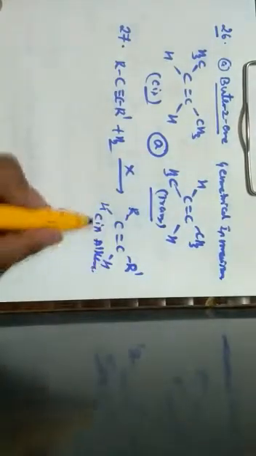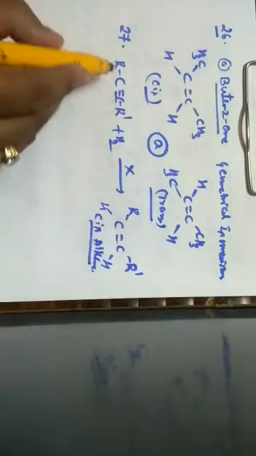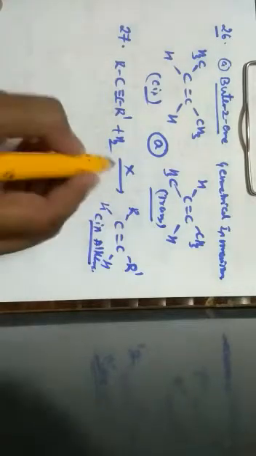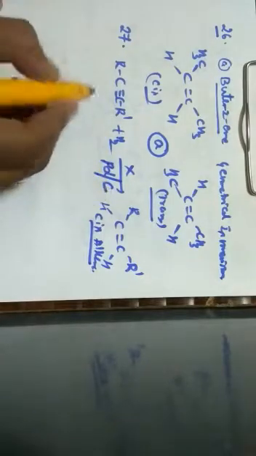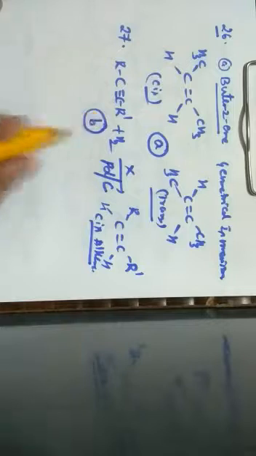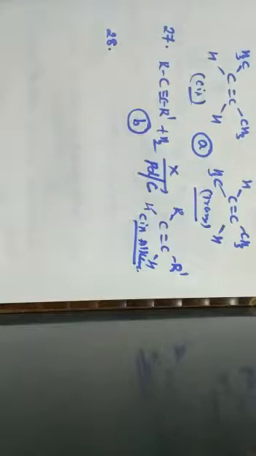Here one should know that when cis alkene is the final product obtained when an alkyne is subjected to hydrogenation, the reagent should always be palladium on carbon. Hence the correct option for the given question is option B. Next one, question number 28. N-propyl chloride reacts with sodium metal in dry ether to give.